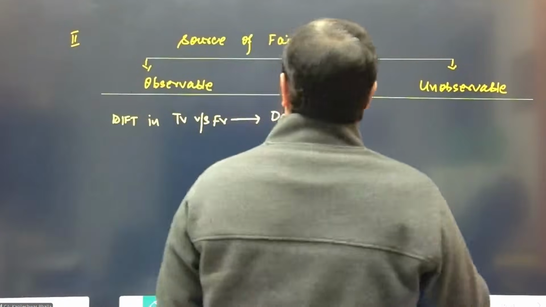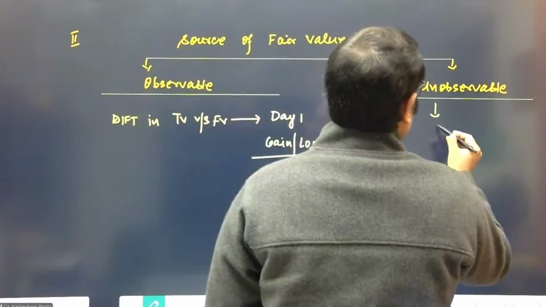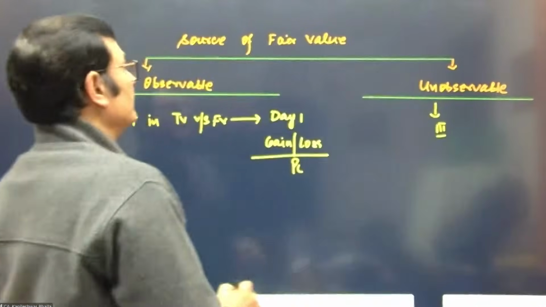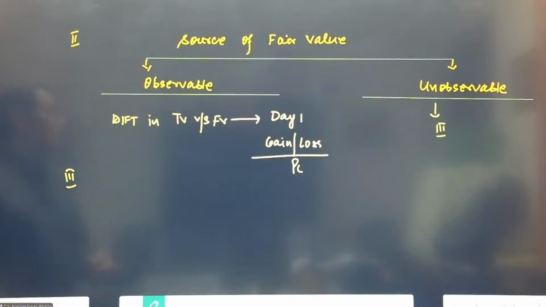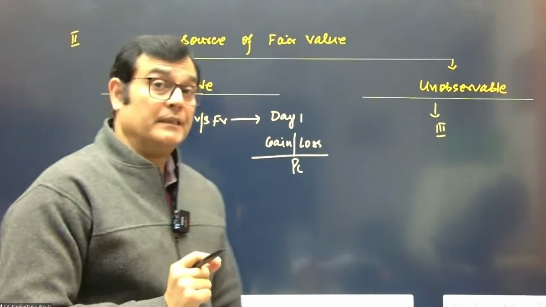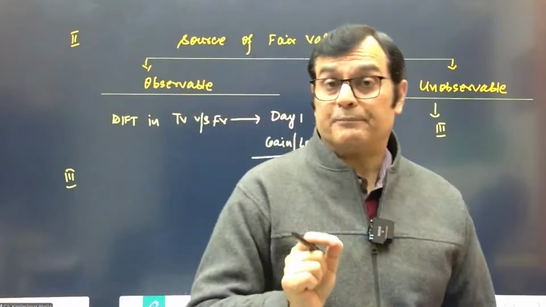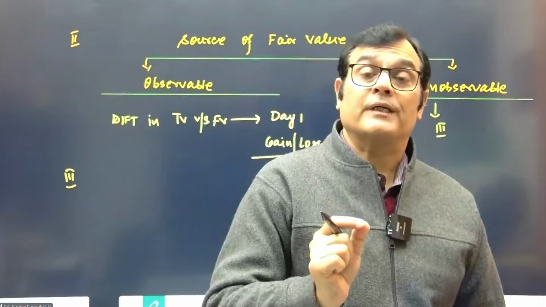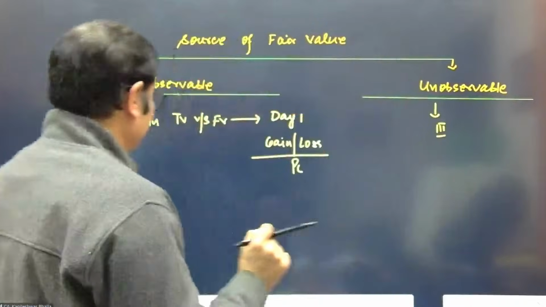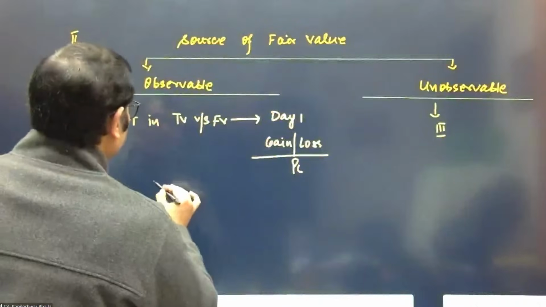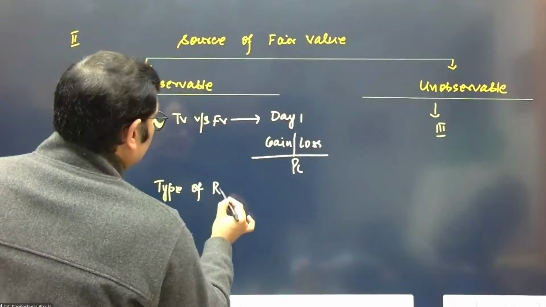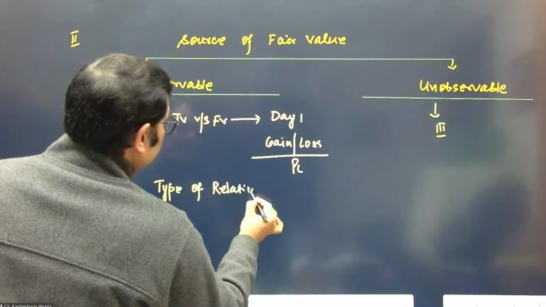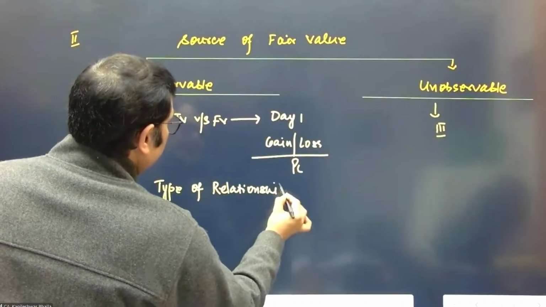And if it is unobservable, then we go to step number 3 to decide the kind of relationship. Because it is the relationship which will decide where the differences are to be captured, and over what time period they are to be amortized. So we will look into step number 3, the type of relationship.